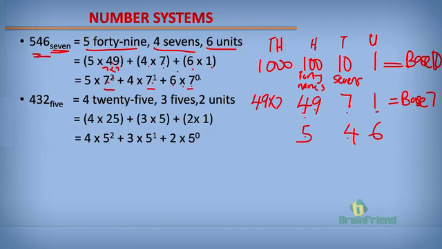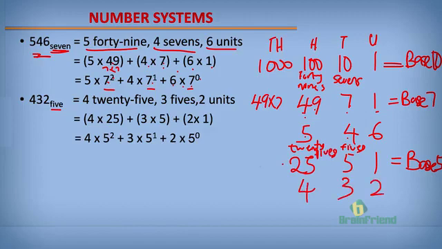Another example here, we have 432 in base 5. This is a base 5 number. So let's do the same for base 5. For base 5, we have the ones. The next position we have is the 5s. And then we have the 25s. And here we have 432.